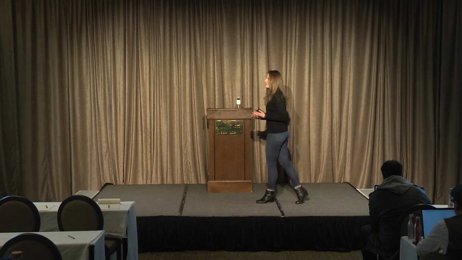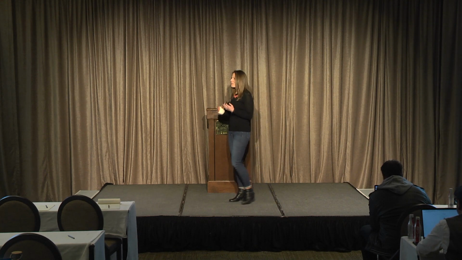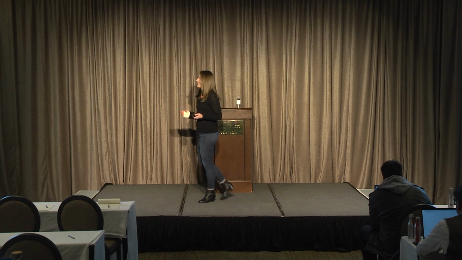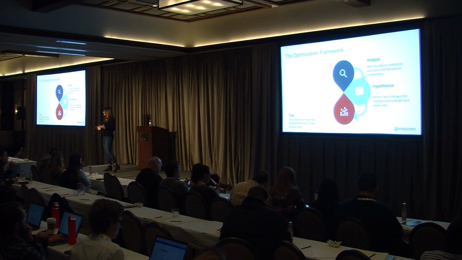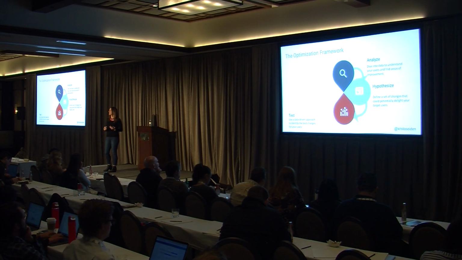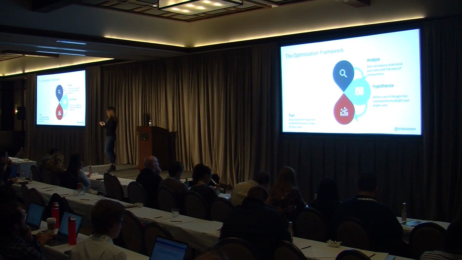Next, we have hypothesis. This is where you take a lot of that information and you make some assumptions. You come up with some ideas, and then number 3, you test them out. You run some A/B tests, some multivariate tests. You really put those hypotheses into testing so that you can see what might be going right, what might be going wrong, and how you can actually change and optimize your site based on that.